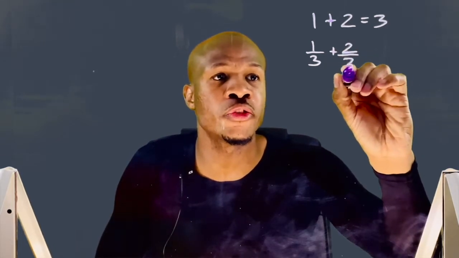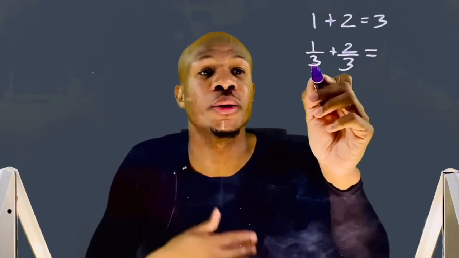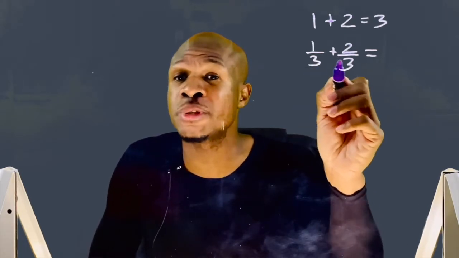So let's take a look at what I mean by adding numbers of the same size. If you have 1 plus 2, that equals 3. I can do that because 1 is a whole number and 2 is a whole number, so they're numbers of the same size. If I have 1 third plus 2 thirds, it's the same thing. It's the same as adding 1 plus 2, because these two numbers are of the same size.